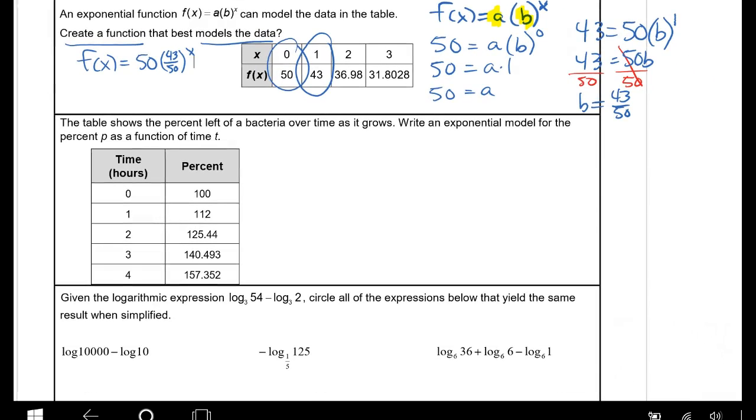Okay, so I'm going to go through the next one a little quicker since we're going to use the same steps. So again, we're going to write in another exponential model or function for %p as a function of time.